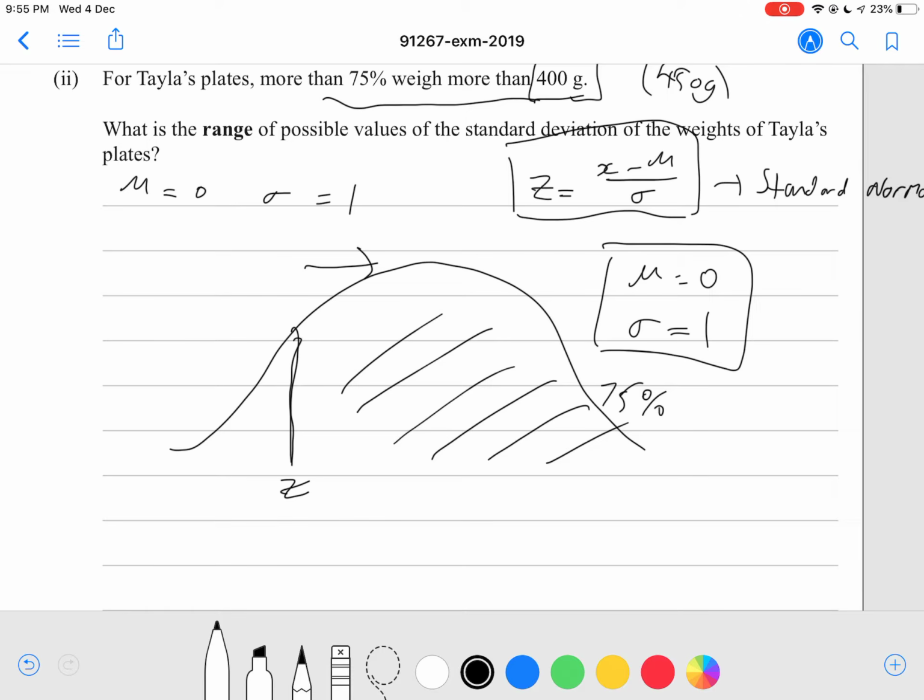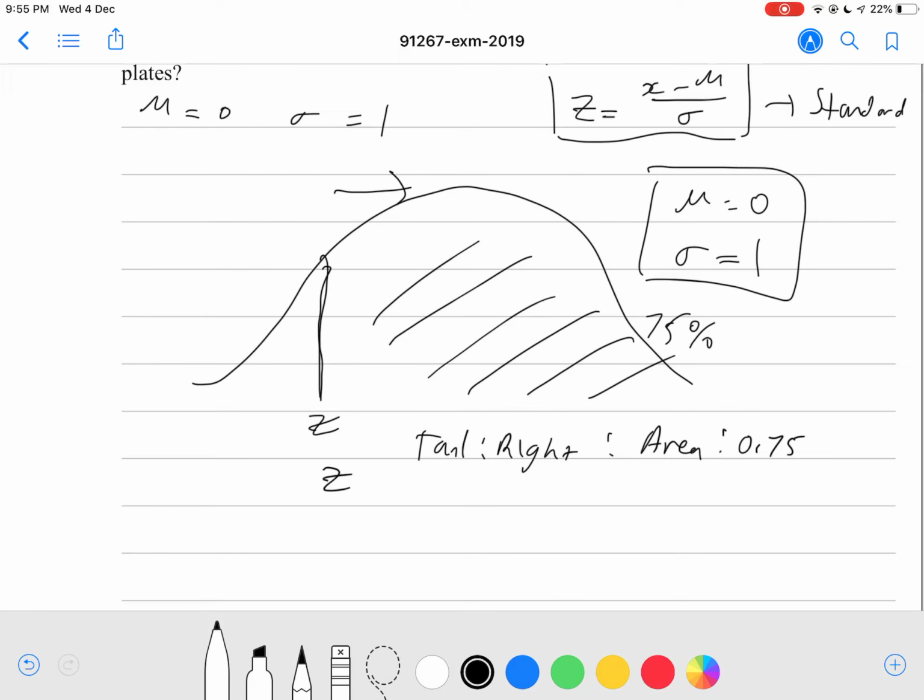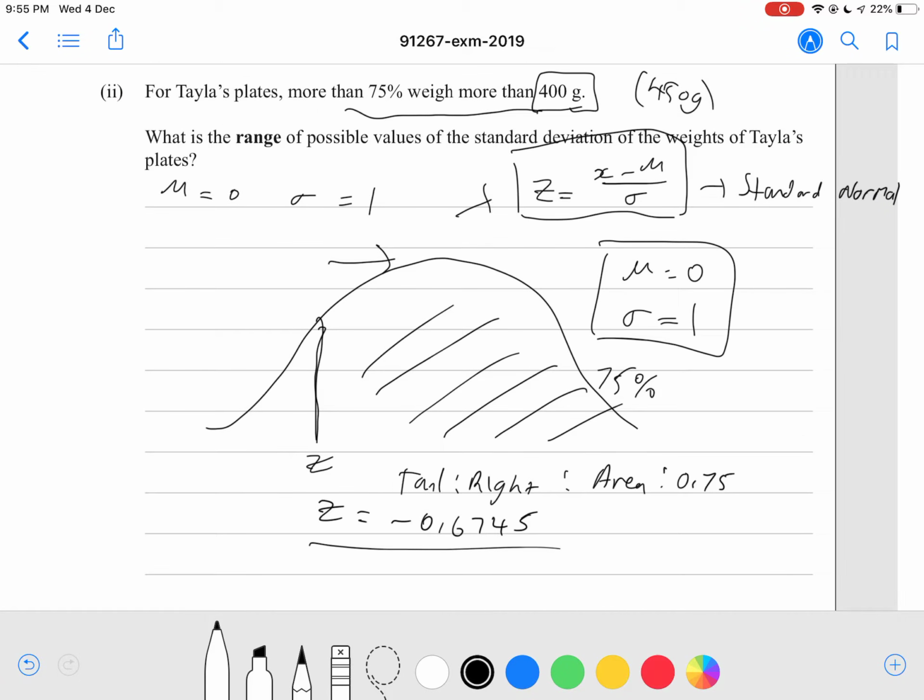So it should come out that your z, first you can just write, for example, tail right, area 0.75. So you should come out that your z value is equal to negative 0.6745. It's good to do it to 4 decimal places so you can get a more accurate answer. So now that you have your z value, we can use this z value in this formula we were talking about earlier in order to find our standard deviation.